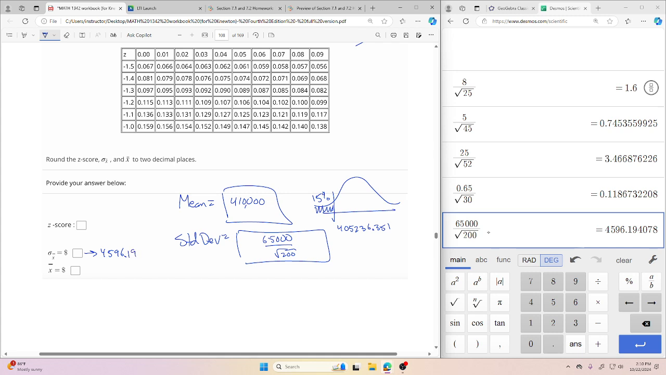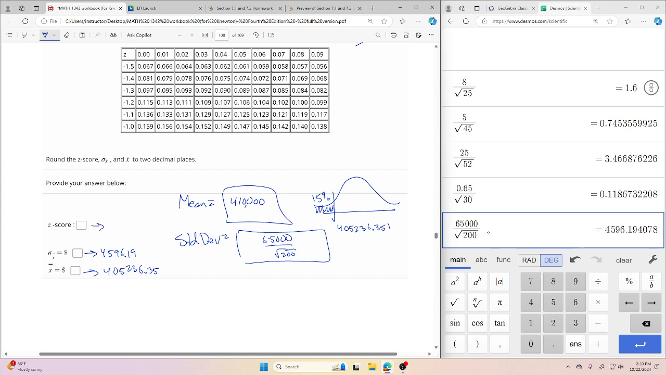4596.19. What's this X bar going to be? What would I be putting? Say it again. Yeah, the GeoGebra answer, exactly. 405,236, right? Very good, very good.